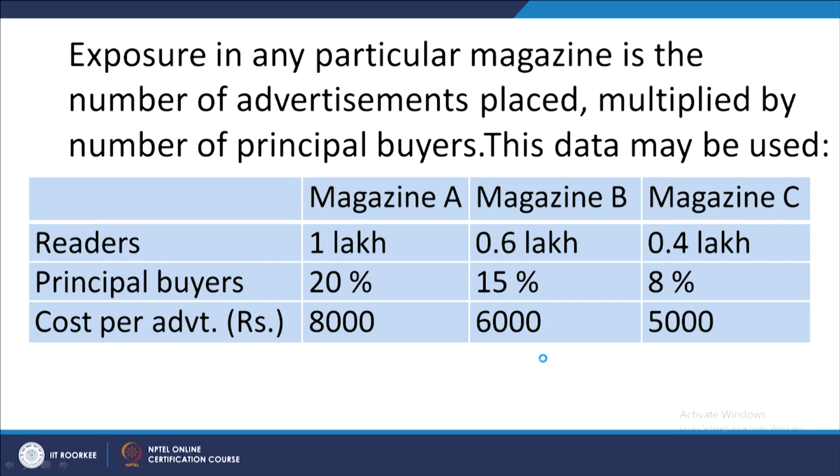The readers, how many readers are there? Magazine A has 1 lakh readers, magazine B has 0.6 lakh readers and magazine C has 0.4 lakh readers. And the principal buyers are 20%, 15% and 8% for the 3 magazines A, B and C. Also the cost per advertisement in rupees is given to be 8,000, 6,000 and 5,000 for each of the 3 magazines A, B and C.